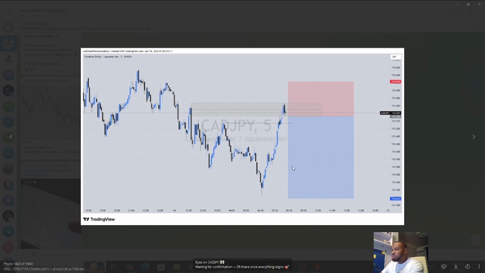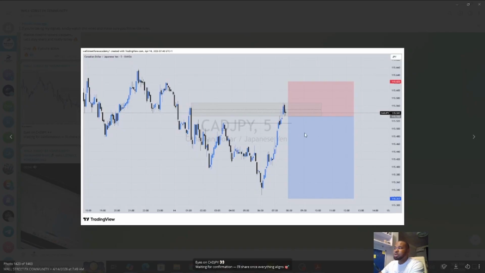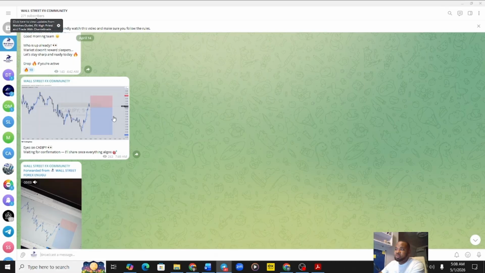But remember, I always give out confirmation like this. The way it is here, I marked out a zone. If price breaks below here, we start looking out for sell. So what happened? Price could not. That's why I didn't update. I think price now continues to push. That made it invalid, right?